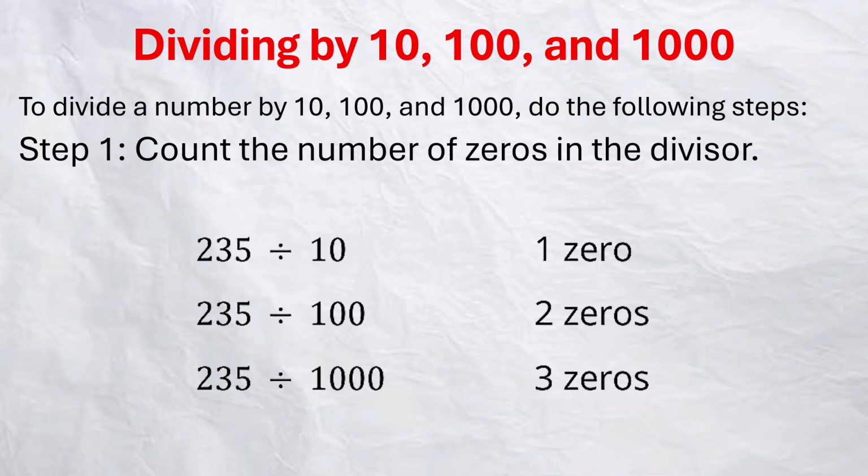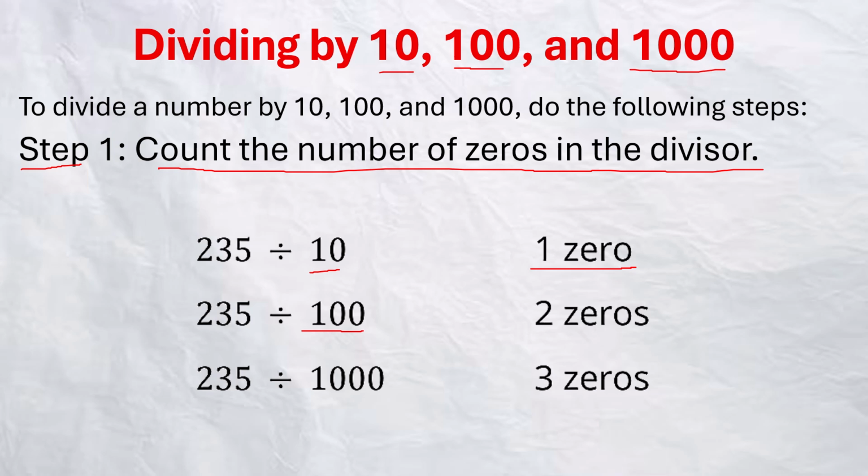Next, how about if we divide by 10, by 100, and by 1000? So to divide a number by these divisors, we need to follow the steps. For step 1, count the number of zeros in the divisor. If the divisor is 10, we have 1 zero. If the divisor is 100, we have 2 zeros. If the divisor is 1000, we have 3 zeros.